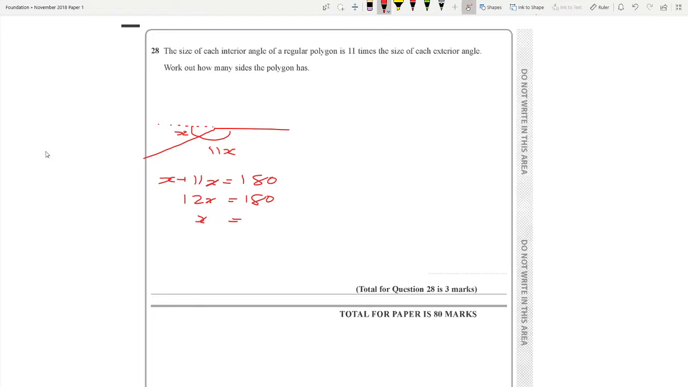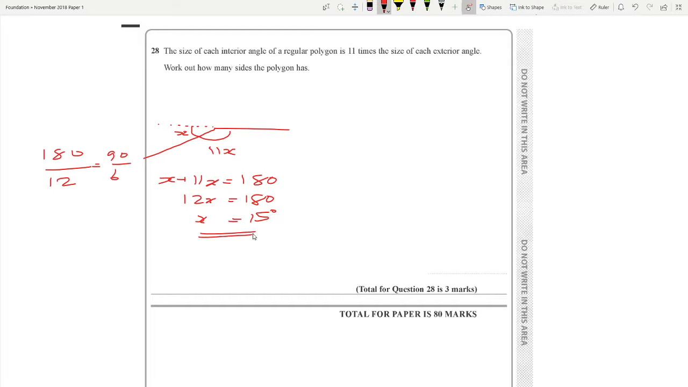180 divided by 12, if we do the working out here, cancel the fraction down. If I halve both of them, it's 90 divided by 6. We can work with that. It's going to be 15, isn't it? 15. So x is 15 degrees.